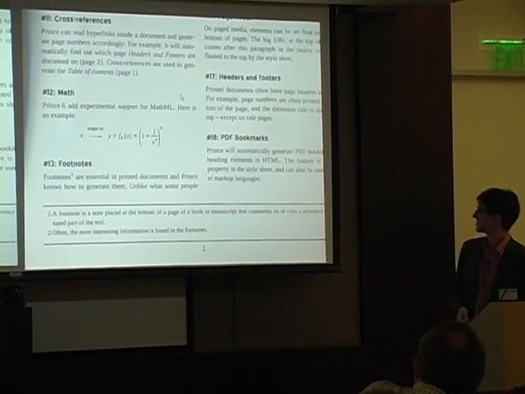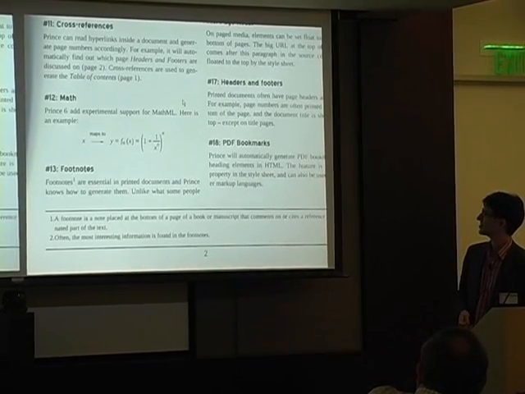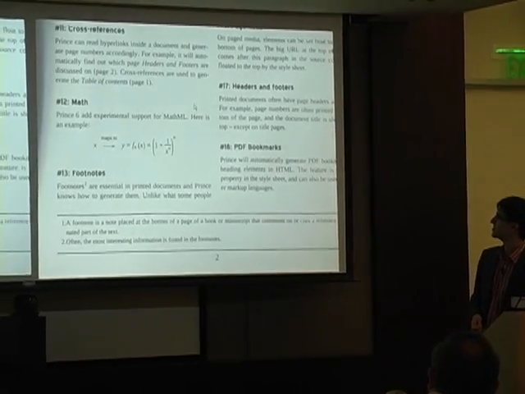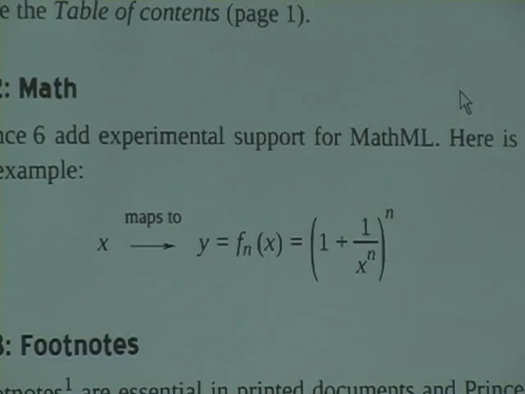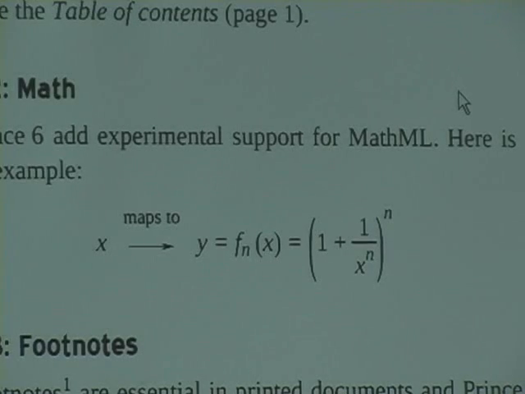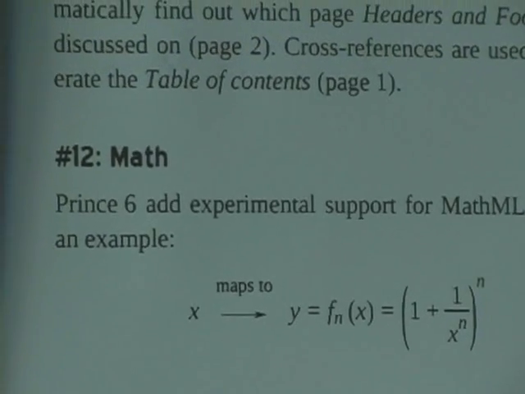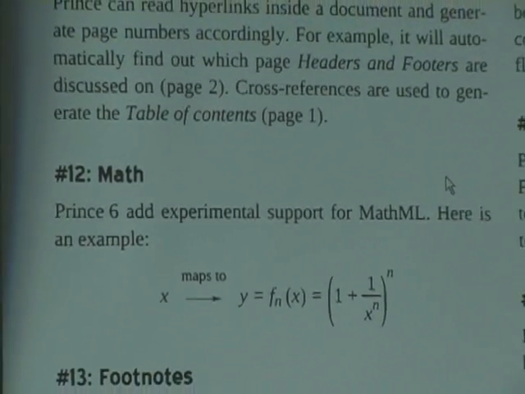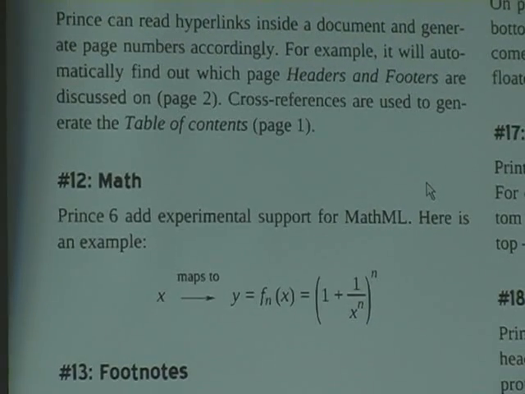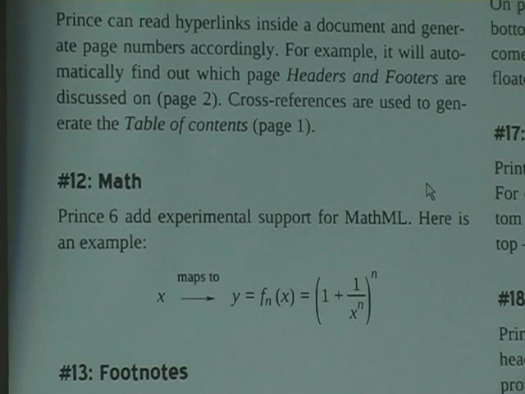Now, there's a couple of other things there, actually. We've just snuck in an equation just because we can. It's not print specific, but I'll leave it there. And there's another example of cross-references where you have a link. Headers and footers are discussed on page 2, and cross-references are used to generate the table of contents, page 1. And again, you don't know the page numbers in advance. That's the whole point of automatic typesetting. You don't know the page size, you don't know the page numbers. And so Prince will fill in all the cross-references there.